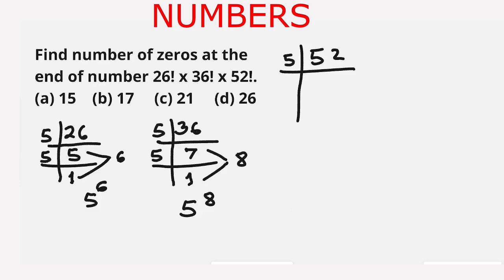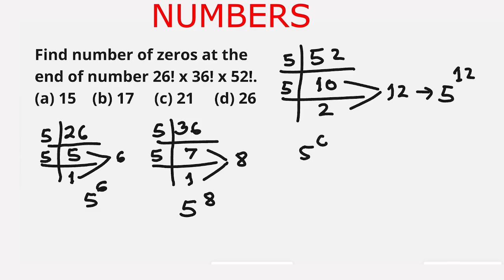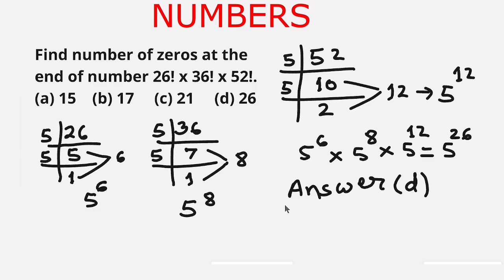Now we successively divide 52 by 5. 5 divides 52 for 10 times. We again divide 10 by 5, and it divides for 2 times. 10 plus 2 is 12, and this is going to give us 5 to the power 12. So we are getting 5 to the power 6 multiplied by 5 to the power 8 multiplied by 5 to the power 12, and this is equal to 6 plus 8 is 14 plus 12 is 26. So this is equal to 5 to the power 26, and this will be the power of 10 as well. We will have 10 to the power 26 in the given number, and therefore there will be 26 zeros at the end of the given number. And from the given options, our answer is option D, 26.